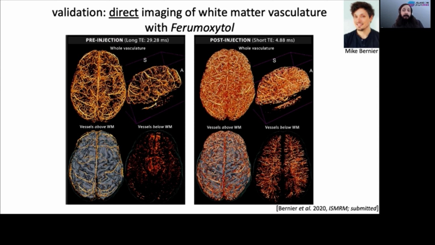So to achieve this goal, Mike used the blood pool contrast agent Ferumoxytol to enhance the deep white matter vessels. This was needed because it's otherwise very difficult to image these vessels due to their small size, and only a handful of white matter vessels are typically detectable, which you can see on the left. Now, Ferumoxytol enhances both arteries and veins. In our data on the right, you can see a huge improvement in the depiction of white matter vessels.